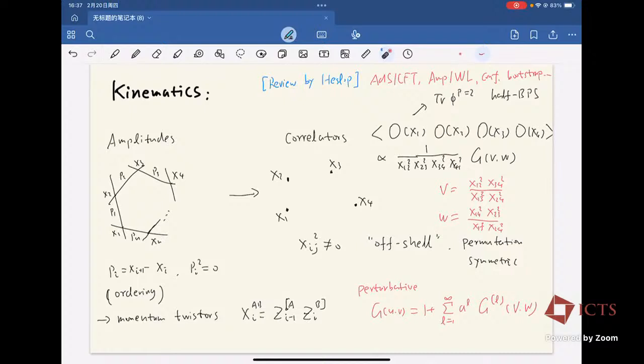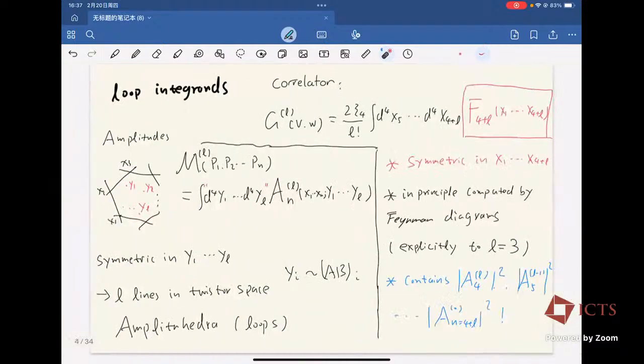Unlike amplitudes, which are cyclic in x_1 through x_n, here is an object that's permutation symmetric in these four points. And as an integrated object, you can study it perturbatively by doing a weak coupling expansion. But we'll focus on the loop integrands.